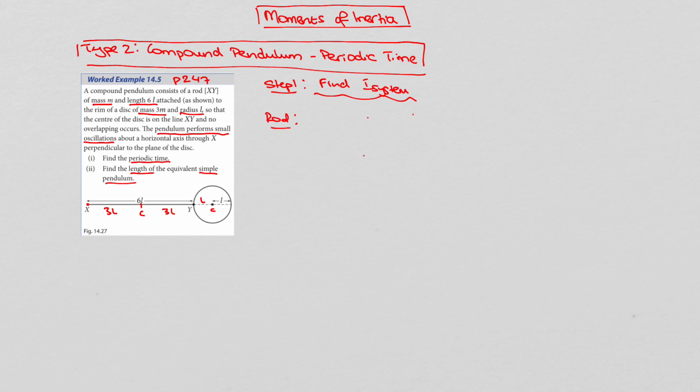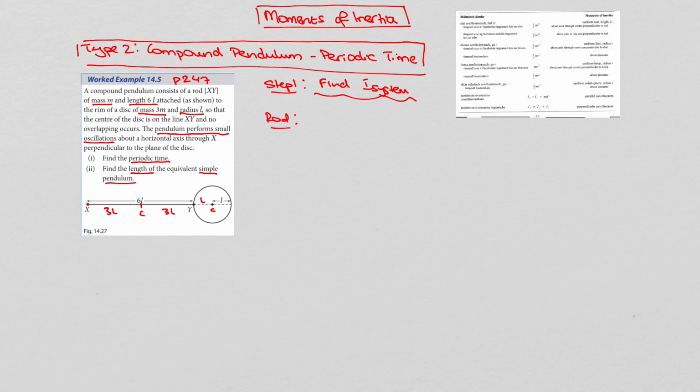So our moment of inertia for our rod, we know, is on page 53. And obviously, if we were going through the centre, it would be a third ml squared. But because we're looking for it through the axis of X, that means that we're actually taking the moment of inertia about the axis at one end perpendicular to the rod. So we say the moment of inertia for the rod is going to be 4 over 3 ml squared.